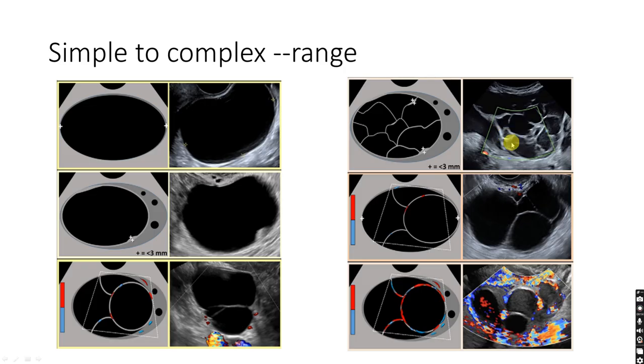Here the internal locules or septi appear irregular. Here multiple locules are there, but there is more increased vascularity in the wall of the septa. So this is the most benign. As we go more towards the spectrum, the complexity and the chance of malignancy will go on increasing.